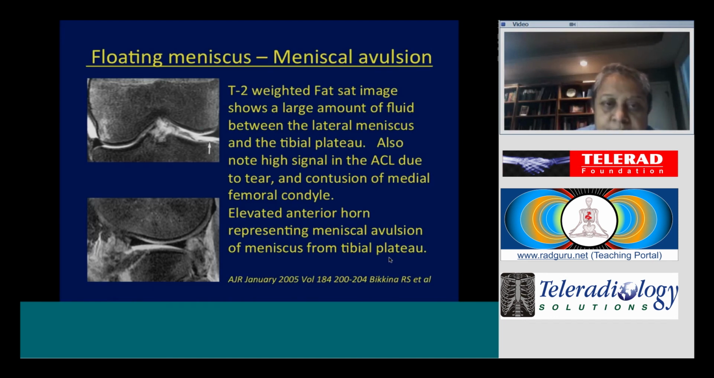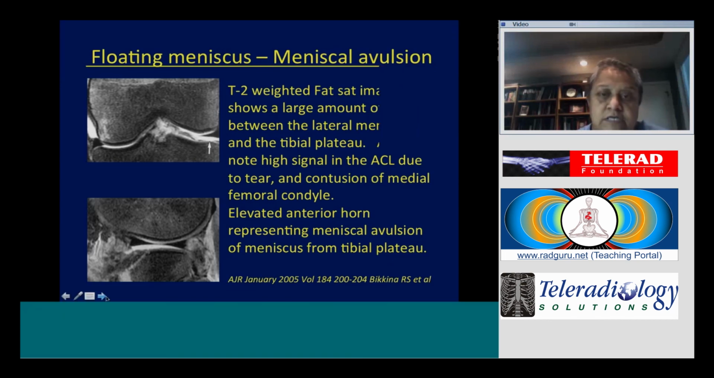But what you're looking at also on the lateral is an elevated anterior horn, which represents the meniscal avulsion, which is a very, very serious problem, and the orthopedic surgeon needs to be involved as soon as you see this floating meniscus. So please remember the floating meniscal sign is pathognomonic of meniscal avulsion, which is a serious injury.